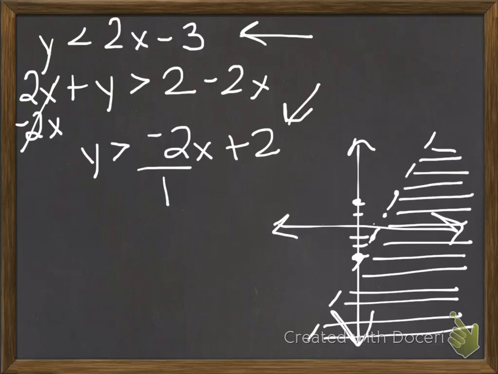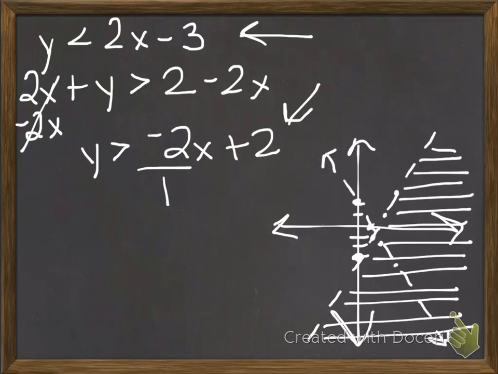What does that mean for you? That means you're going to go down 2 and over 1. So we're going down 2 over 1, down 2 over 1. Once again, mine is just a slight estimation of exactly what you're supposed to do. So it's a greater than sign. What does that mean for the line itself? It means that it's dashed. So go ahead and dash the line.